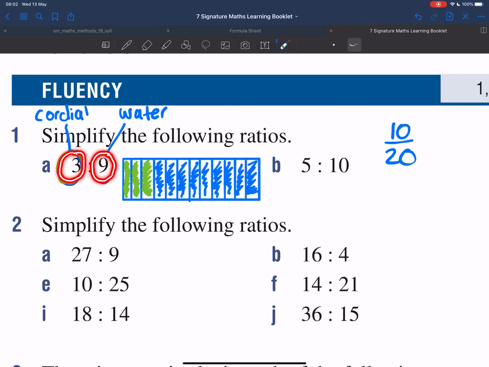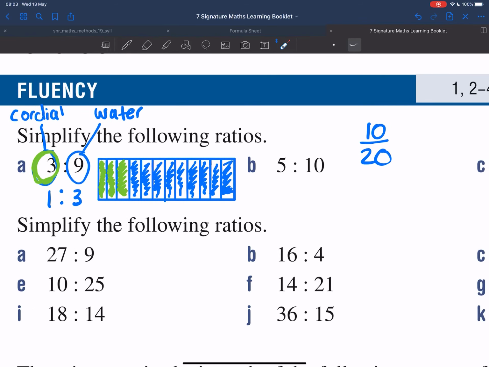So can we halve these numbers? Well, no, we can't, because both 3 and 9 are odd numbers. Could we divide both sides by 3? Well, yeah, 3 divided by 3 will give us 1, and 9 divided by 3 will give us 3. So the answer would be 1 to 3. And so what have we done here? Basically, we just simplified. So 3 to 9 really represents the same value as 1 to 3. Remember, we are just comparing the number of parts on either side.